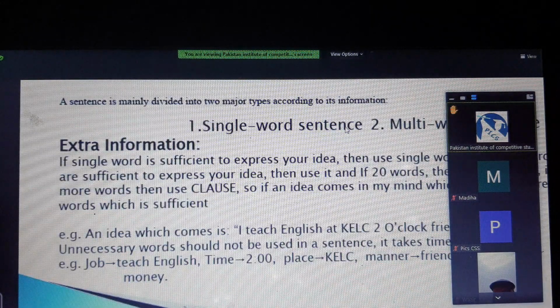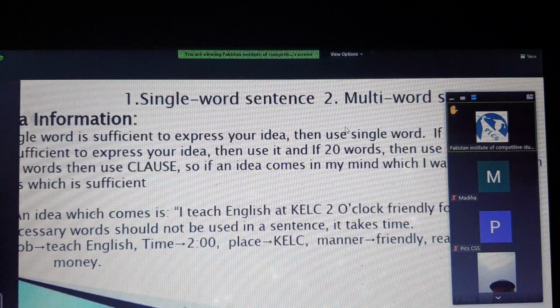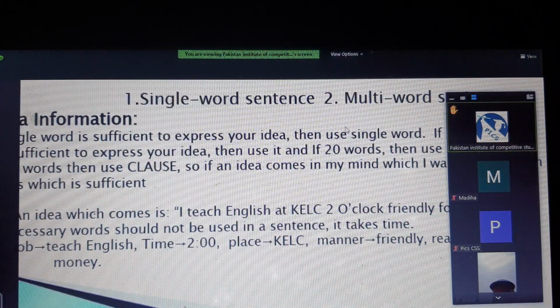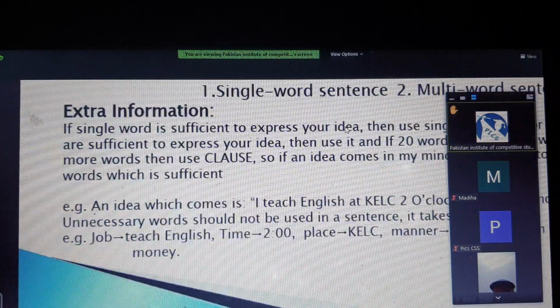See, unnecessary words should not be used in a sentence. It takes time. What is in my idea? मेरे idea में कौन-कौन से ingredient शामिल हैं? Job. What is my job? My job is teaching English.